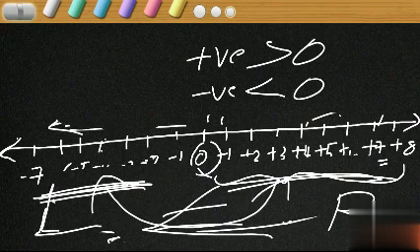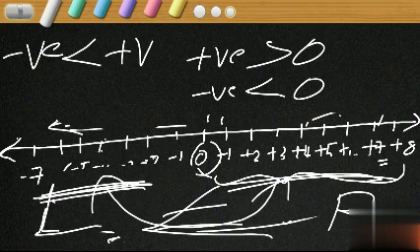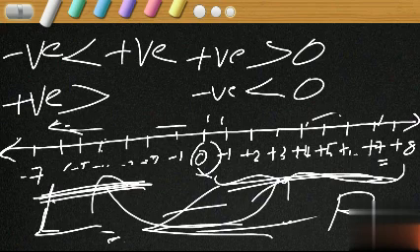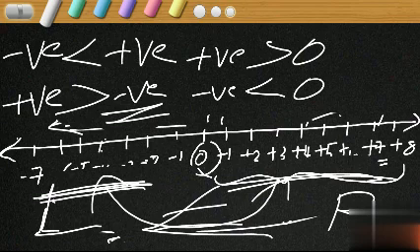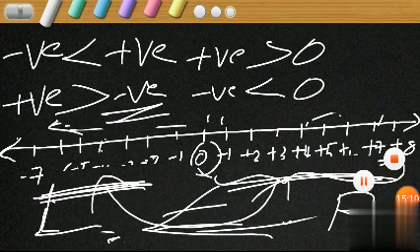From this we can conclude that all negative integers are less than the positive integers, or in other words we can say that a positive integer is always greater than a negative integer. Is it clear?